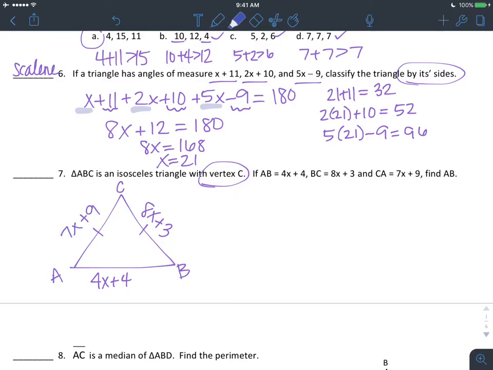So since we know that these two sides are congruent, we're going to have to set them equal to each other.